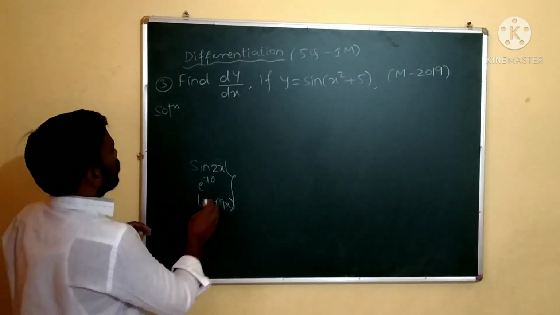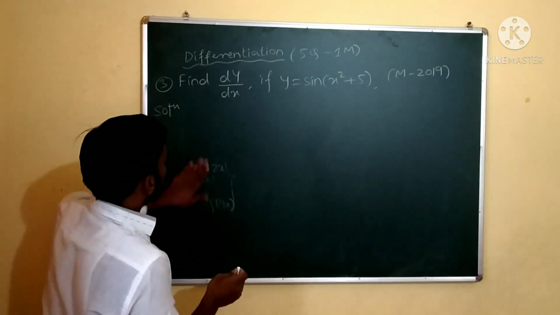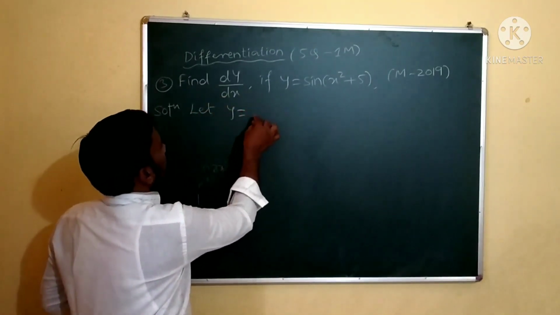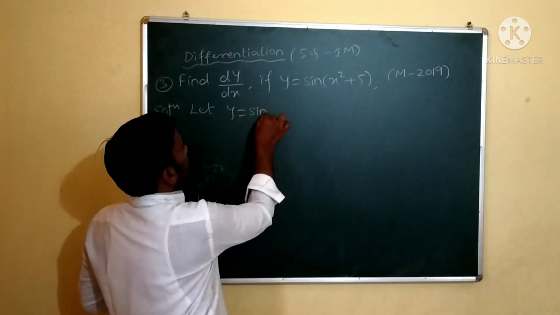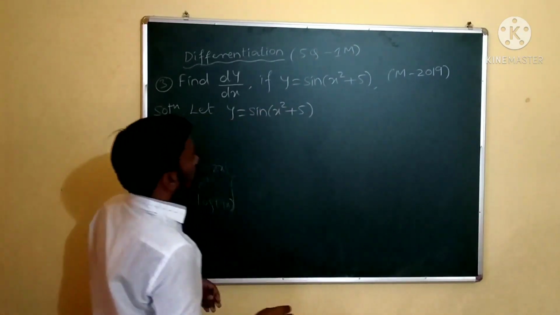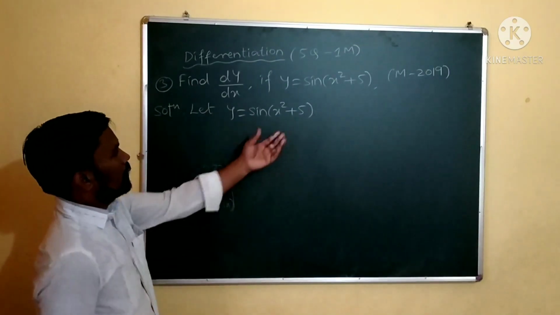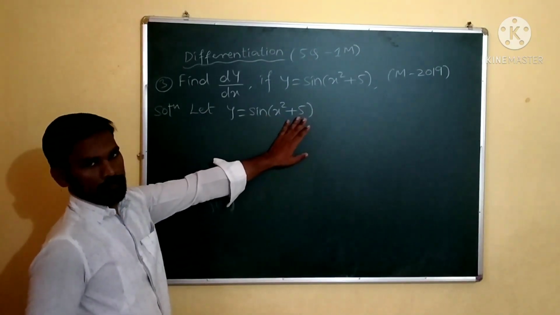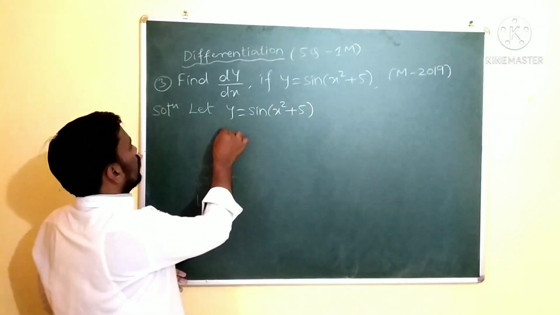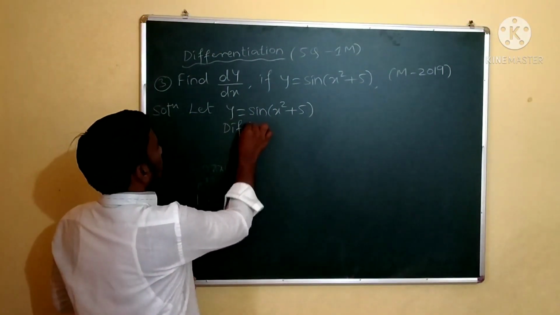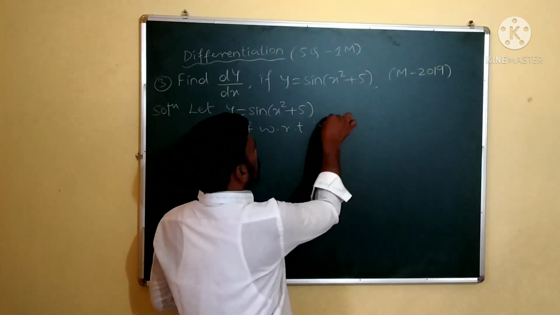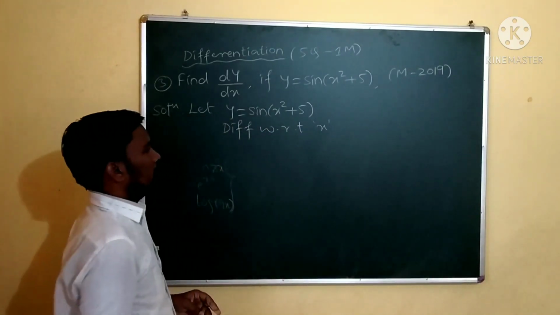Let us take the given function. Let y is equal to sine of x to the power of 2 plus 5. Instead of x, we are having x to the power of 2 plus 5, so that is why this is a composite function. So let us apply the chain rule, differentiating with respect to x.